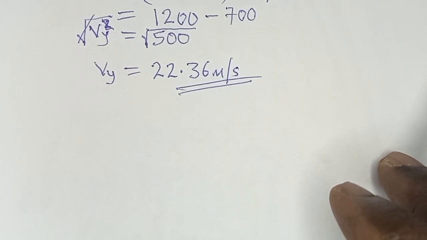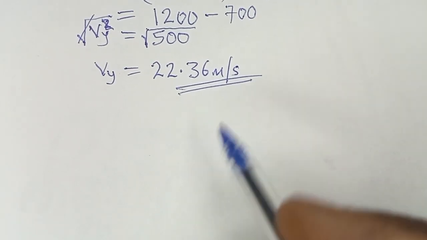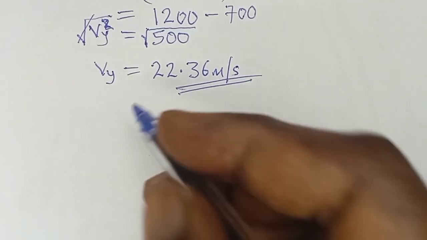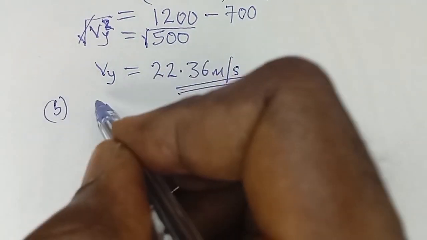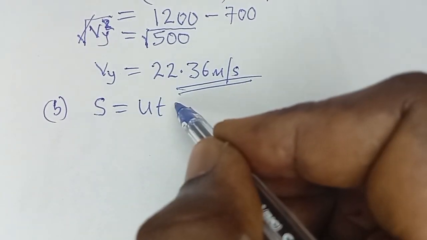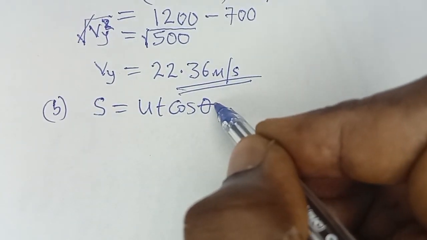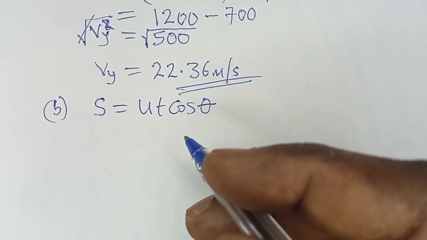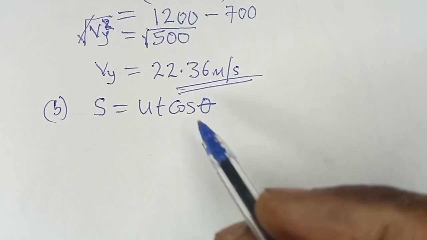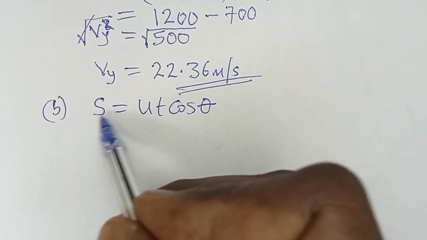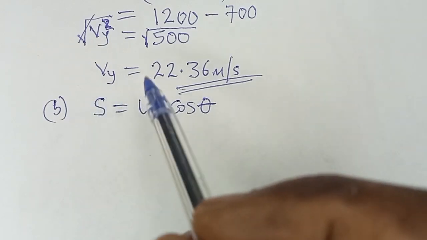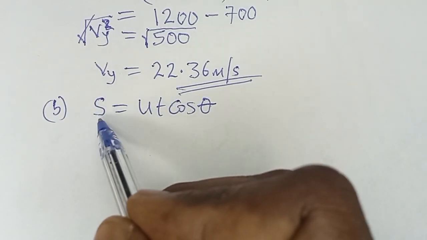The formula we are going to apply here is S equals u t cos theta. Let me write question B. This formula is going to help us get the time at which it has reached that horizontal distance of 32 meters. Don't forget, the question says we should find the height when it has reached a horizontal distance of 32 meters.